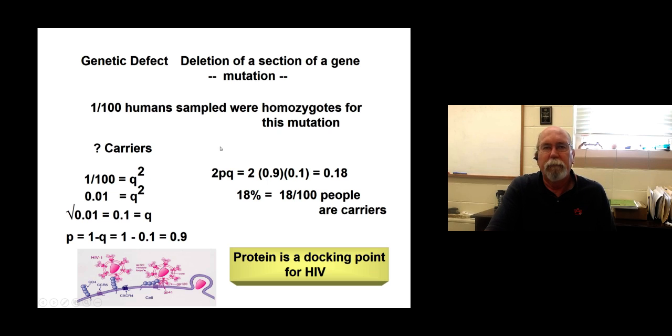Now we'll start on that third thing. We want to start walking our way through all of these mechanisms that might impact a gene pool and see what Hardy-Weinberg says about that.